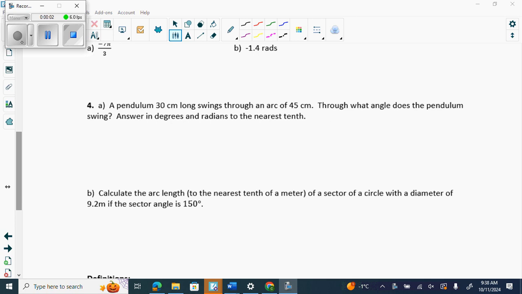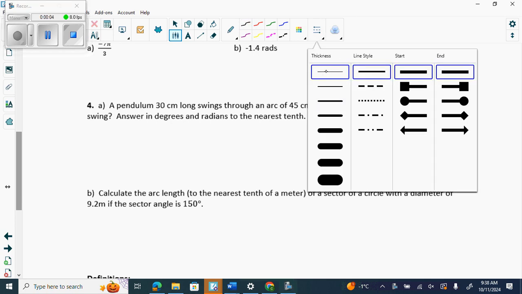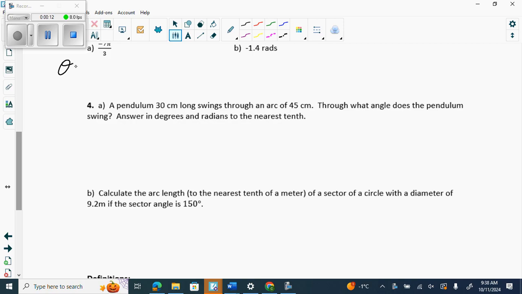So this is the standalone lesson. It's the formula at the top of the formula sheet. So it's theta equals A over R. So copy that down.